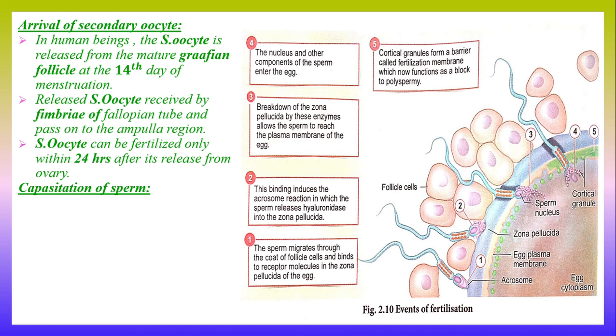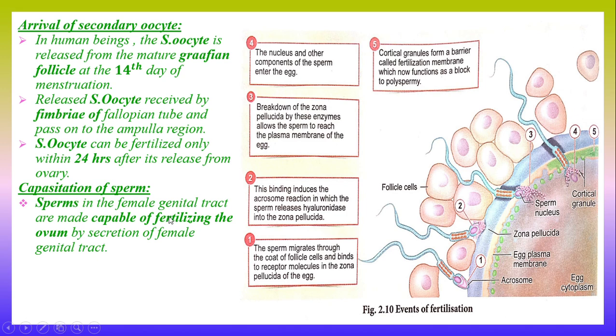Why? What is at the tip of the sperm? The acrosome. Such an acrosome is covered. The acrosomic vesicle is covered by a membrane. That membrane should be released. Then only does the acrosome become open. For that, what should happen? Capacitation of the sperm. The sperm in the female genital tract are made capable of fertilizing the ovum by the secretion of the female genital tract, while the sperm pass through the uterus and the fallopian tube. Some of the secretion from the female genital tract dissolves the outer covering of the acrosome. That is called the capacitation of the sperm.